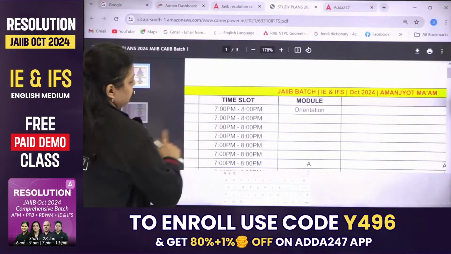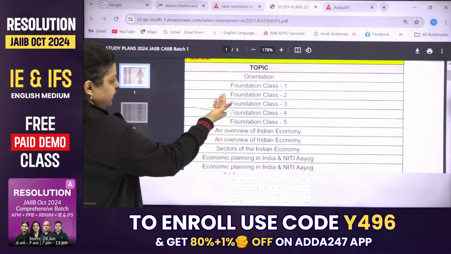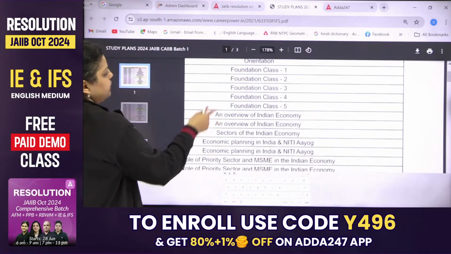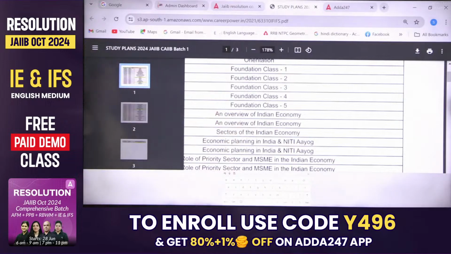This was our first orientation class. Then we have done foundation class 1, and today it was foundation class 2. Now we will be having 5 foundation classes and an overview of the Indian economy. We will be starting from 8th of July. From 8th of July, we will be starting an overview of the Indian economy.